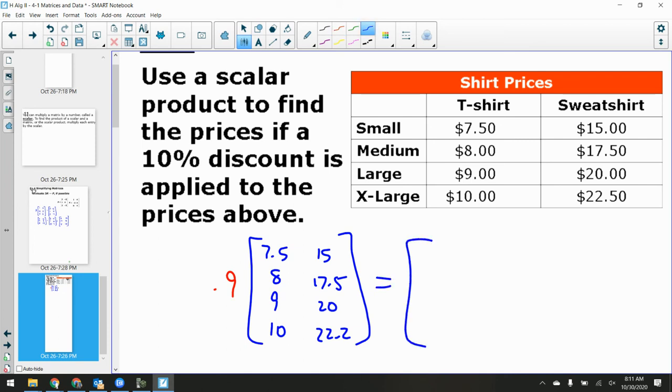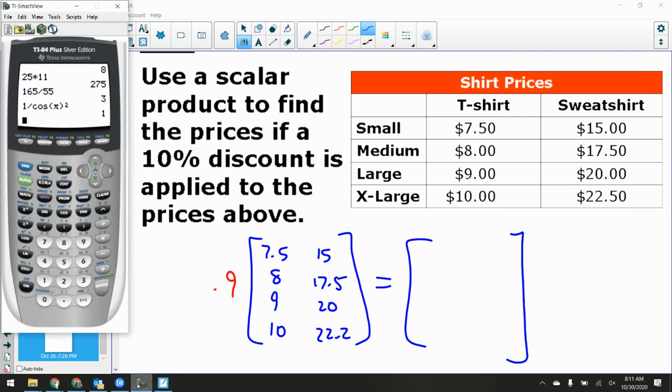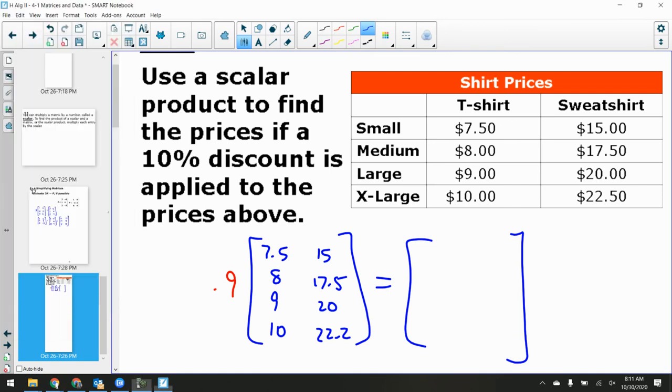Okay, so that means I'm going to take the same matrix here. Let's go through it and apply this. I've got 7.5 times 0.9, 6.75. I've got 0.9 times 8, so 7.20. I'll make it look like prices. 0.9 times 9 is 8.10. 0.9 times 10 is $9.